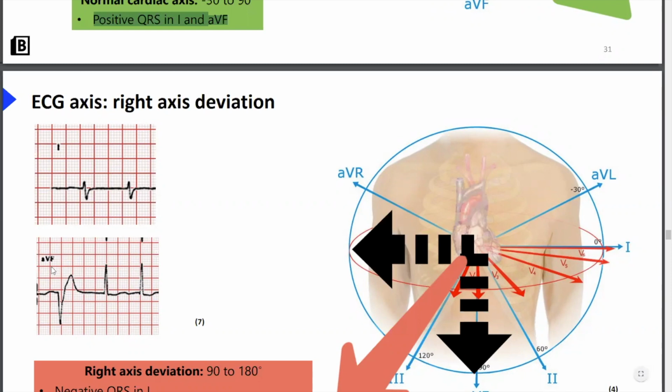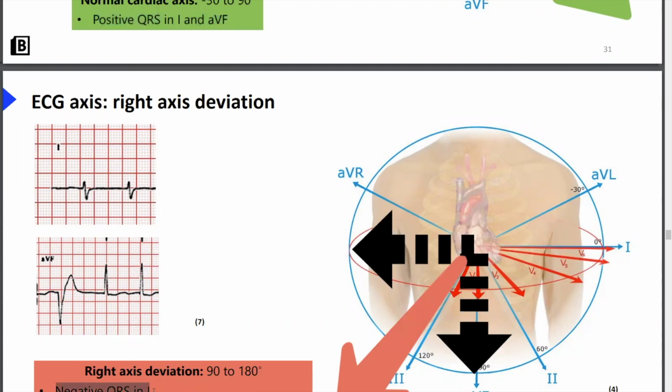Simple. Looking at AVF, forget this first complex, that's abnormal. Looking at the second complex and the third complex, it's a positive spike in AVF. Okay, positive spike in AVF, what direction is the current flowing? Towards or away from AVF? Simple, it's towards, okay? So current is flowing away from lead 1 and towards AVF. If we look at the vectors, the overall average of those two is towards the right and down, okay? And this is known as right axis deviation. So the overall flow of charge in the heart is towards the right.